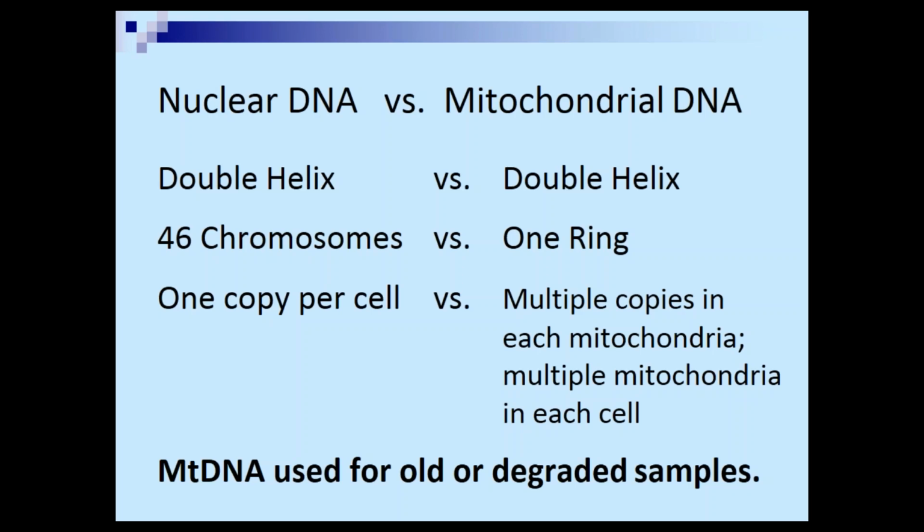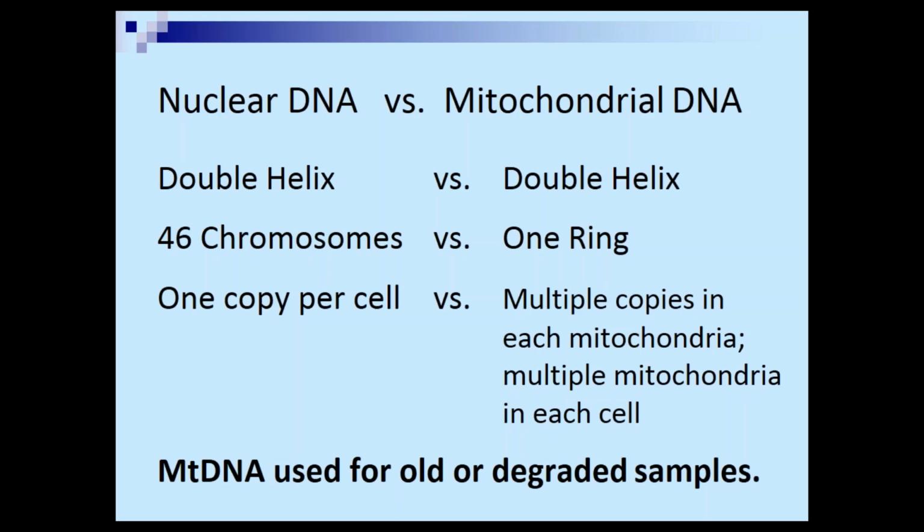In mitochondrial DNA, that ring, there could be like 10 rings in a mitochondria. And in each cell, there could be 10 mitochondria in a cell. So in other words, if you have a sample, an evidence sample, let's say it's like a hair or something, and you only have DNA from like 3 cells in that sample.